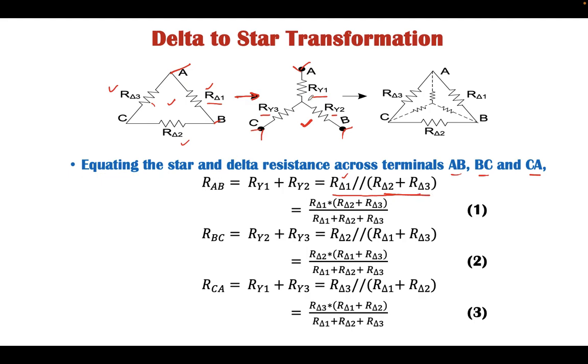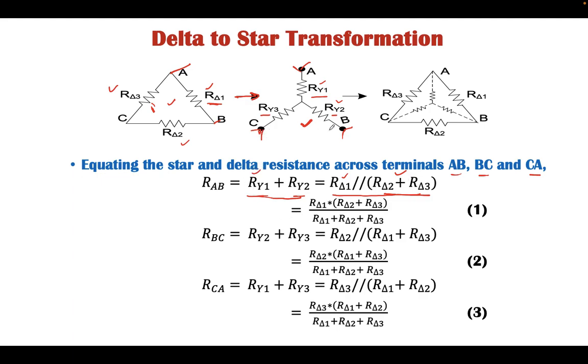the delta circuit. However, when we look at the circuit from the star point of view, the third terminal is an open circuit, and hence R star 1 and R star 2 are in series with each other. We can say the series combination of R star 1 and R star 2 must equal the parallel combination of R delta 1 with R delta 2 and R delta 3, and we equate these two.